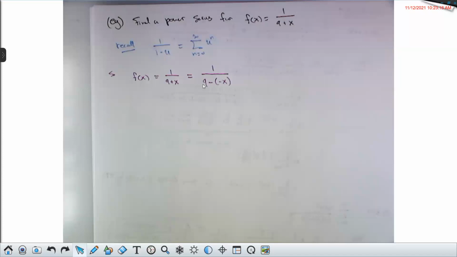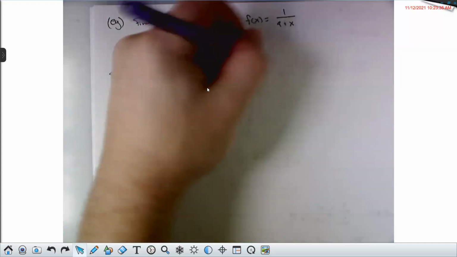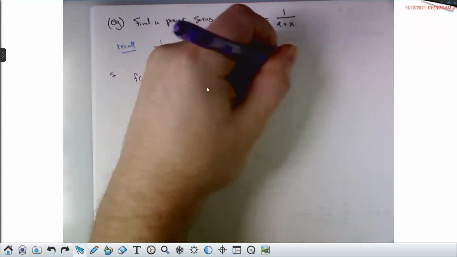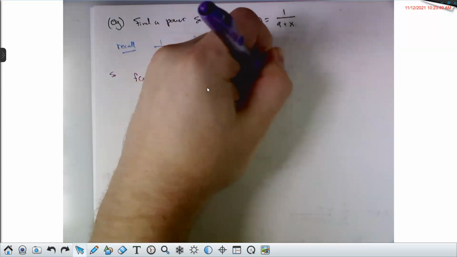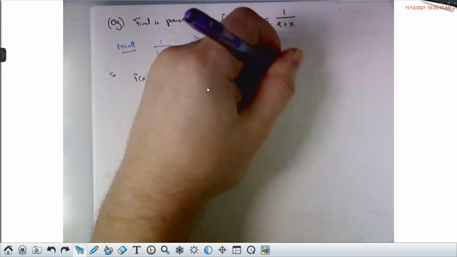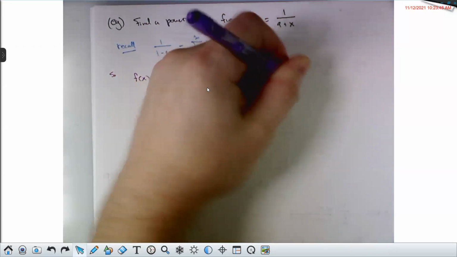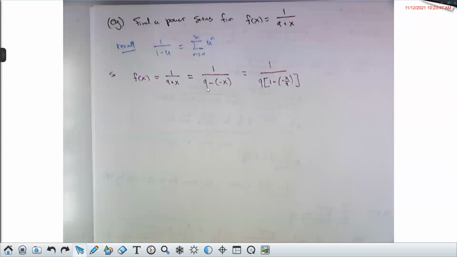I need a 1 there. How do I make this 9 a 1? Starts with an F. Not a dirty word. Yeah, we're going to factor. We're going to force factor out a 9 in the denominator. So I can write this as 1 over 9 times 1 minus negative x over 9. When I solve these for you in the last few days, you see me doing the factoring first. Either one is fine, really. Just be careful with your algebra.